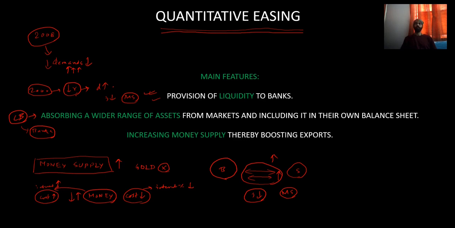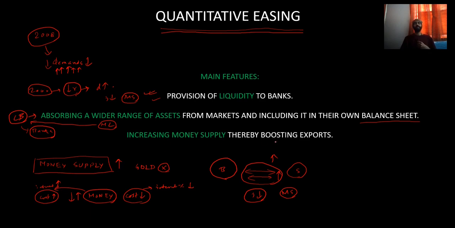So certain assets which were not there in that basket which the central banks are going to buy, they started buying. So for example, certain mortgages or certain loans, they started buying, which they were not buying previously. So they included it in their own balance sheet, thereby absorbing those assets from the market, right? That pushed the demand up, right? So this was part of the quantitative easing.